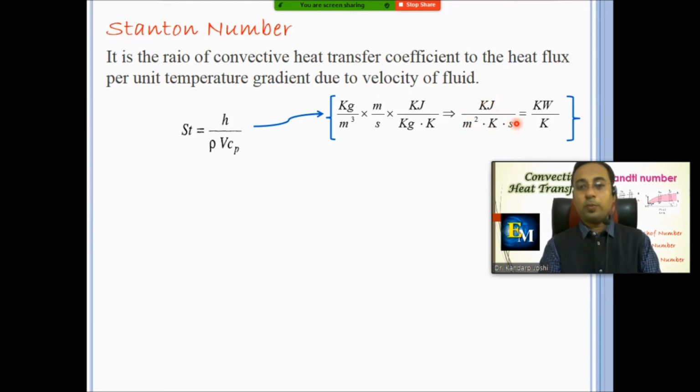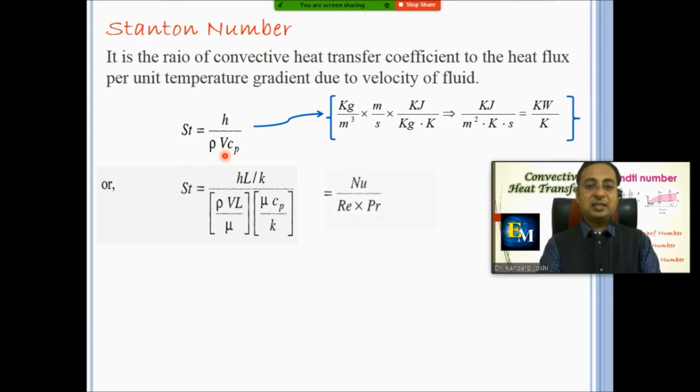Now kilojoule per second is a watt, right? Kilowatt per meter square is the heat flux. We have discussed that heat flux is the heat transfer per unit area. So ultimately it is the heat flux for the unit temperature gradient, because k is here, right? So it is the heat flux for the unit temperature gradient due to velocity of fluid. So if we rearrange these terms, Stanton number is equal to Nu by Re into Pr.